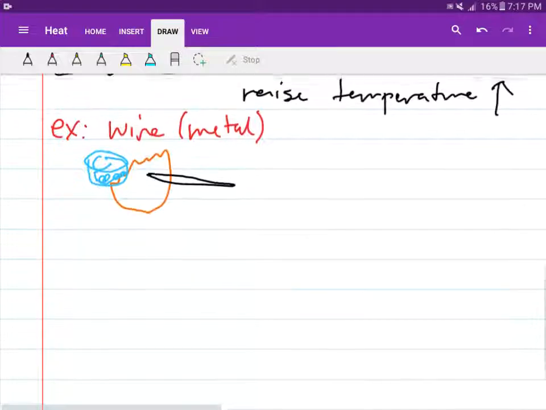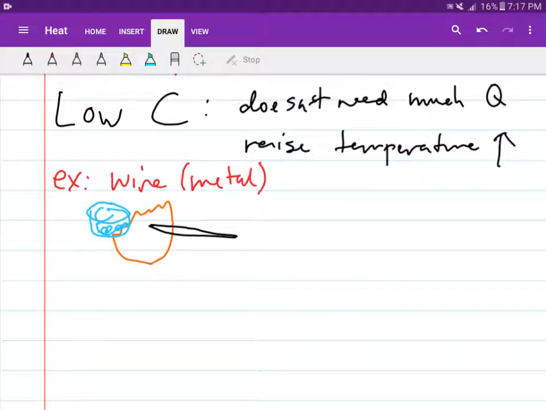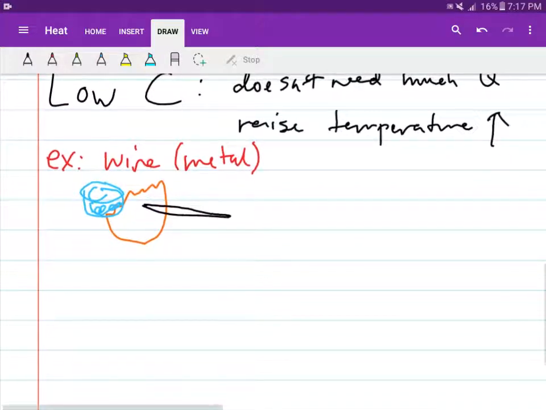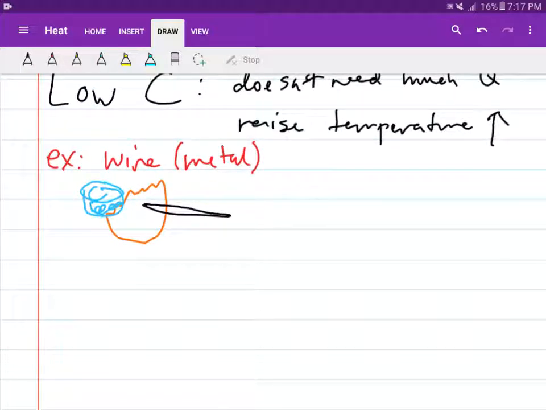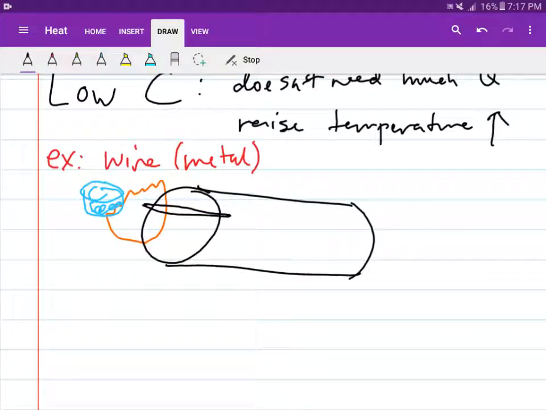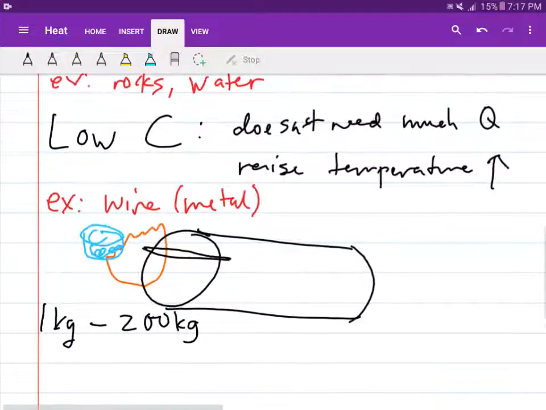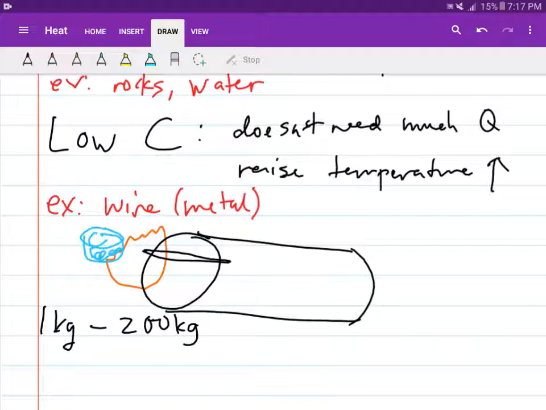Now, of course, if we take, for example, the heat capacity of a wire, but if we raise the wire to a very large mass, for example, from 1 kilogram to, say, 20 or even 200 kilograms, of course, the property of this wire will be that it will be very hard to raise the temperature because you would have to apply heat in all parts of this wire.